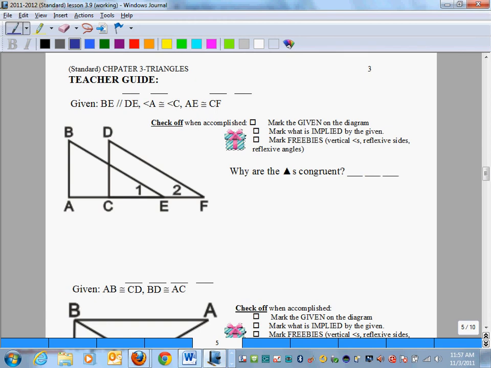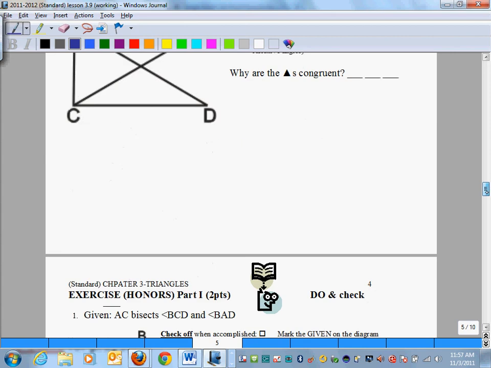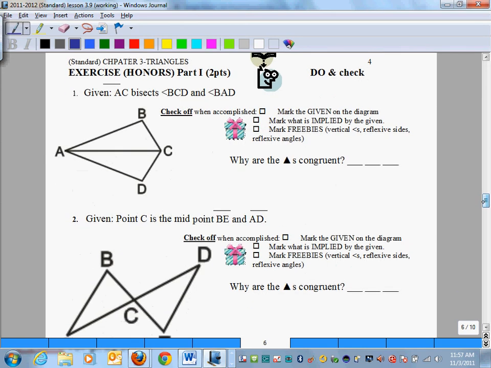Okay, ready? I'm gonna start with a super easy one. Go to page four. I'm actually going to start with an easier one and work to one that's a little bit harder here. Ready? We're gonna walk ourselves through GIF.